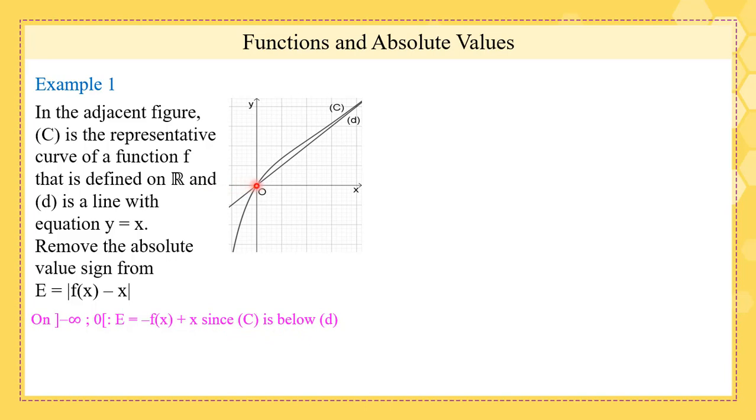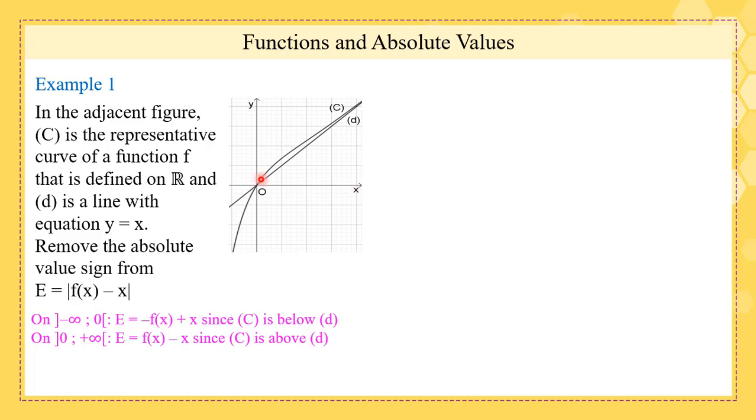Here, on minus infinity 0, C is below D, then f of x minus x is negative. Then when we remove the absolute value, we get minus f of x plus x. We multiply this value by minus. On interval 0 plus infinity, E equal f of x minus x since C is above D.